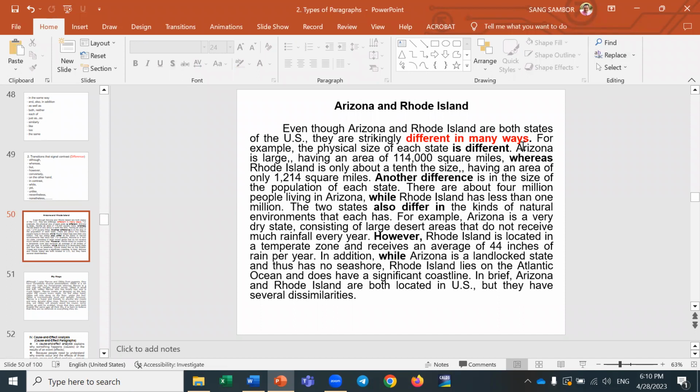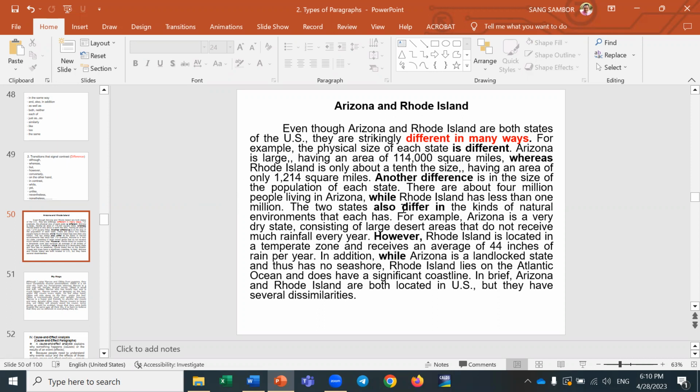Okay, you will see. For example, the physical size of each state is different. Arizona is large, having an area of blah blah blah square miles, whereas Rhode Island is only about a tenth the size, having an area of only blah blah blah square miles. Another difference is the size of the population of each state. There are about 4 million people living in Arizona, while Rhode Island has less than 1 million.